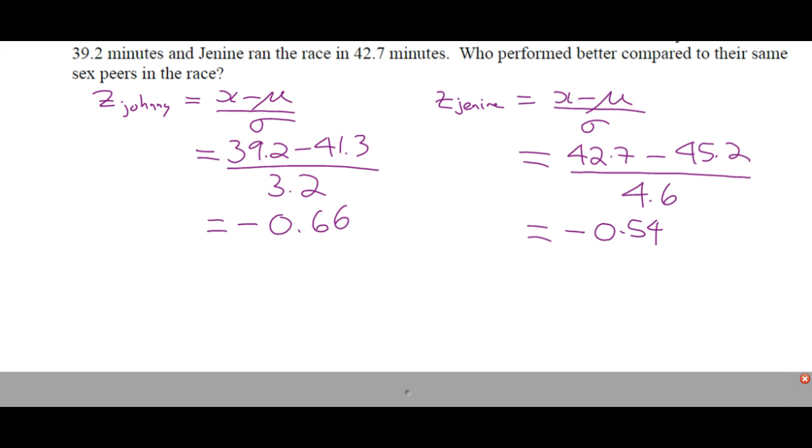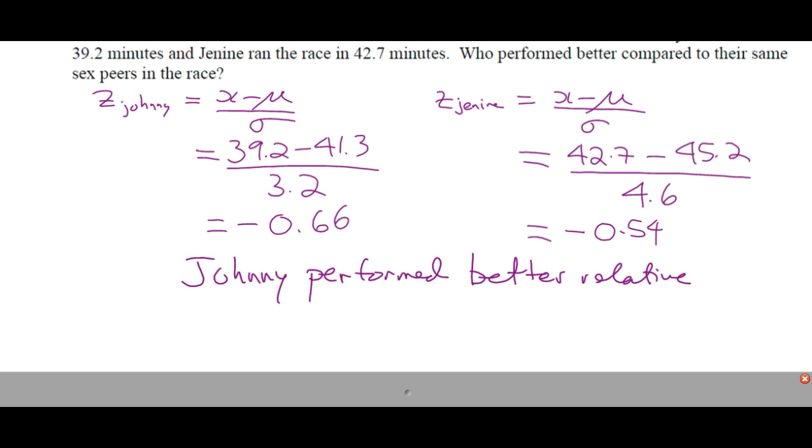Okay, so relative to their peers, who did better? Johnny, right? Because the lower it is, the further away from the mean he was. So this is placing him on the distribution, and it's also placing her. We're placing them on the same distribution, the standard normal distribution. Mean of 0, standard deviation of 1. So Johnny performed better relative to his peers.